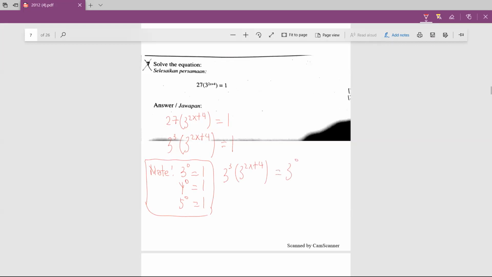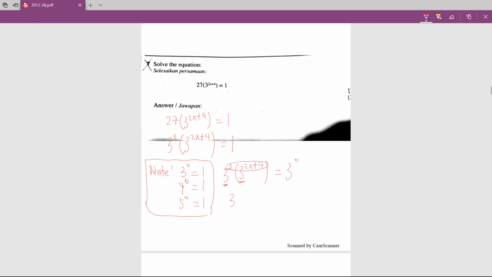Betul tak? Now, we apply the particular concept. Kita dah tahu dah. 3, same base. Betul tak? Right. So, if it's the same base and it is multiplication, dah tadi kata tadi, a to the power of m times a to the power of n equals to a to the power of m plus n. So, basically, 3, same base, multiplication means plus. So, this whole thing we plus together. Right now, then we get 3 plus 2x plus 4 equals to 3 to the power of 0.